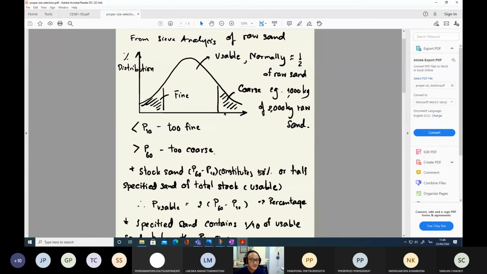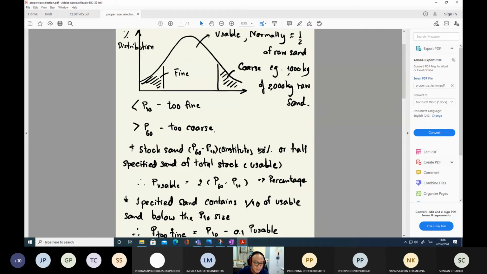This one is the natural sands, or the raw sands. For the P usable, it's the P60 minus P10, and the usable we need to take at least, if we want 1,000 kilograms, we have to take it twice. So P usable is normally twice of the P60 minus the P10.